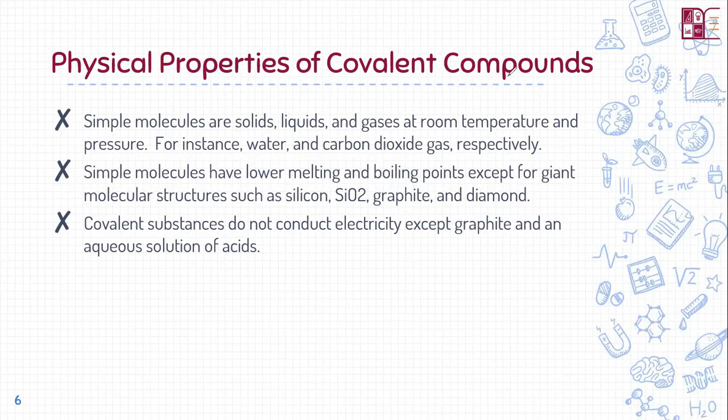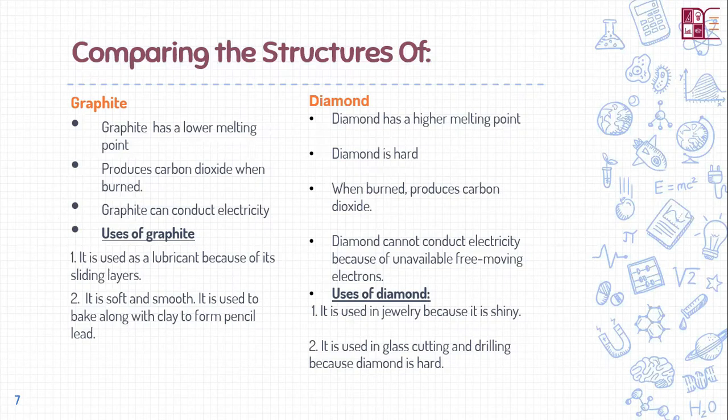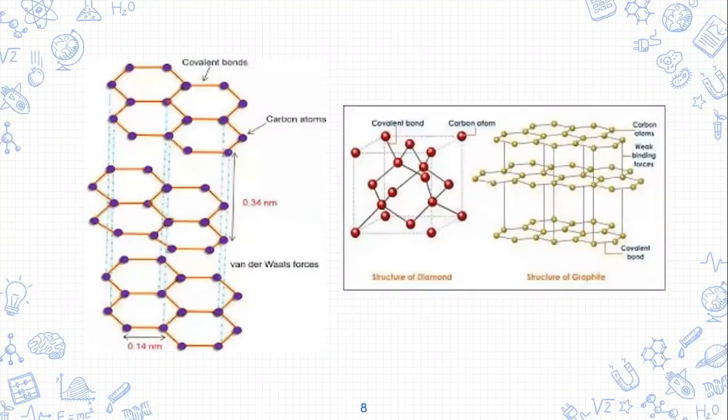Coming to the next slide now. Now I'm going to compare the structures of graphite and diamond. Before this, I'm going to tell you one more thing about allotropes. Now allotropes are, let me share it here.